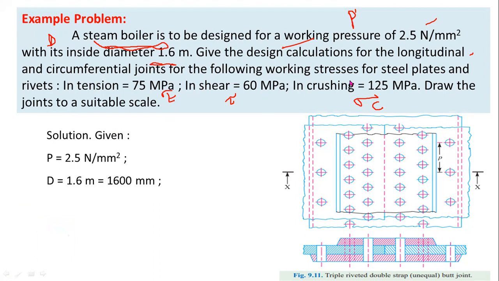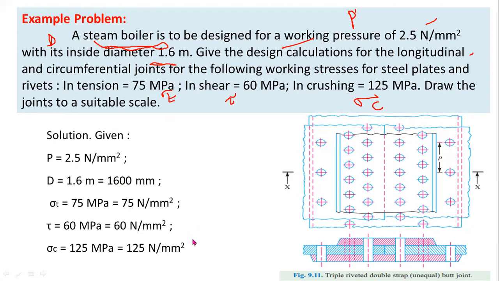Maximum inside pressure P equals 2.5 megapascal. Diameter of the boiler shell equals 1.6 meters, that is 1600 mm. Tensile stress sigma T equals 75 megapascal. 1 megapascal equals 1 Newton per mm square. Shear stress tau equals 60 megapascal. Crushing stress sigma C equals 125 megapascal. These all are the given values. By using these values, you have to design a boiler joint, longitudinal and circumferential joints.